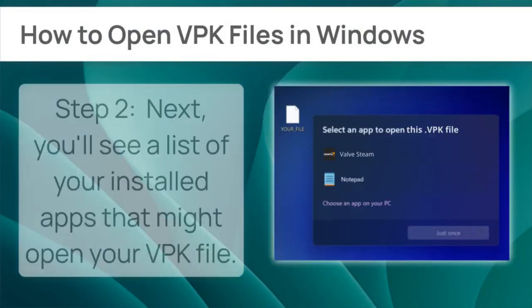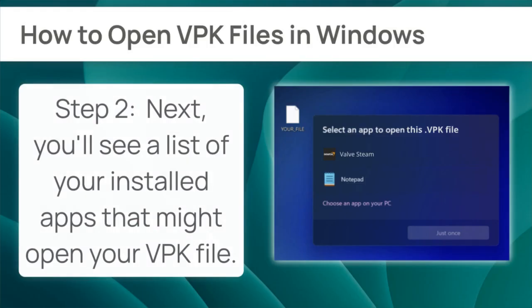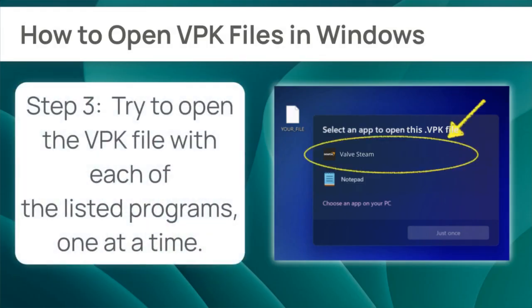Right-click your VPK file, then select Open with. Try Valve's software if you have it. If not, select any program from the list. The goal is to find one that reads the format.